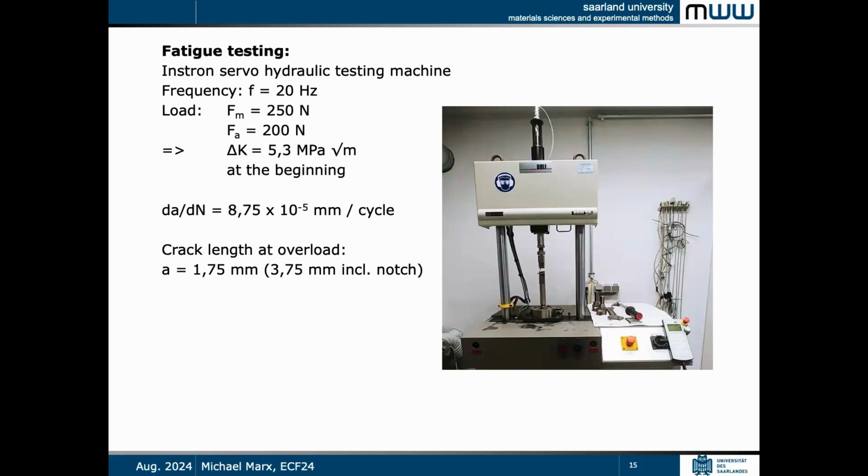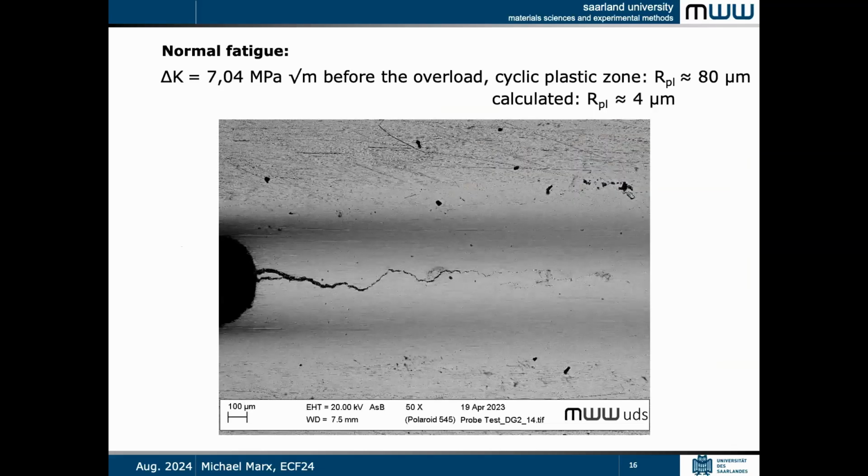We applied a mean load of 250 Newton, amplitude 200 Newton, maximum load then 450 Newton, frequency 20 Hertz. This here is the crack propagation rate, and the crack length at the overload was 1.75 millimeter of the fatigue crack. And this is how the fatigue crack looked. Here you can see the fatigue crack growing in this notch.